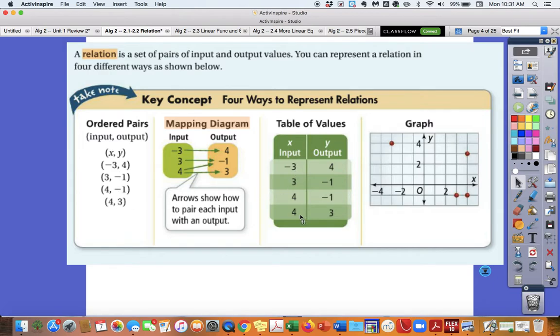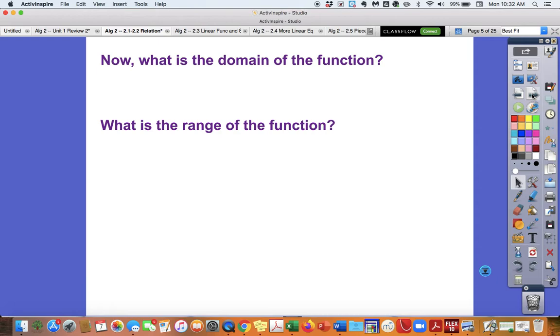Then we have the table version, which we saw at the beginning. And then you could plot all of these points. We're not going to connect them, because nobody told us that it connects to form a line or anything like that. All we know for certain is that these are ordered pairs, so we could plot all 4 of them. So there's a variation of ways you can show relationships in data: ordered pairs, mappings, tables, and graphs. Okay, let's dig a little deeper.